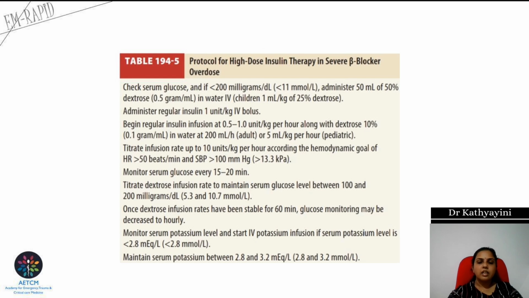Simultaneously, we have to adjust the insulin dose also, and we have to check the potassium levels. The potassium should be kept between 2.8 to 3.2 milliequivalents per liter, and if it is coming down, we have to supplement it as well.